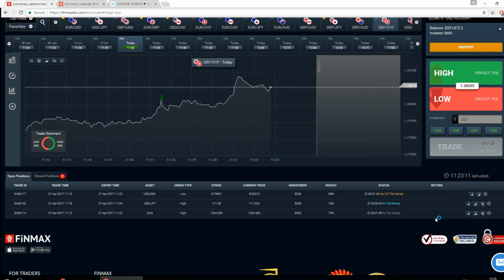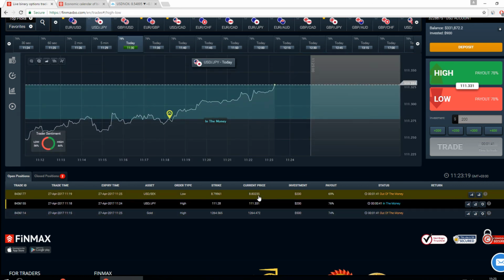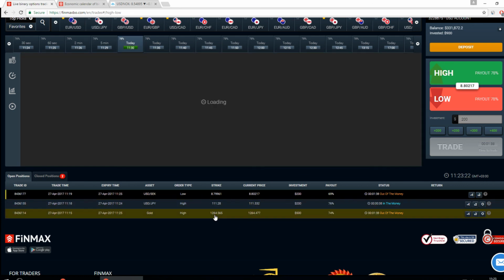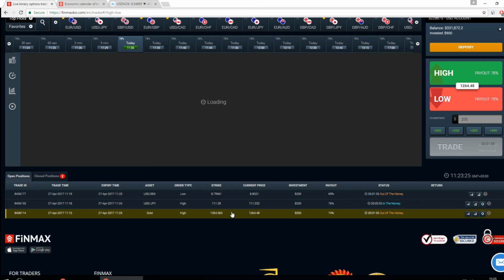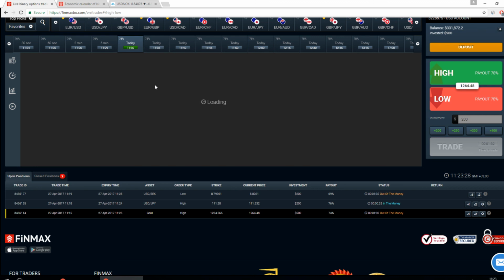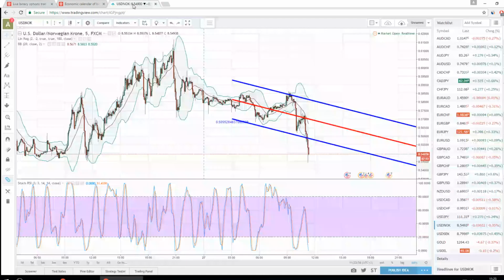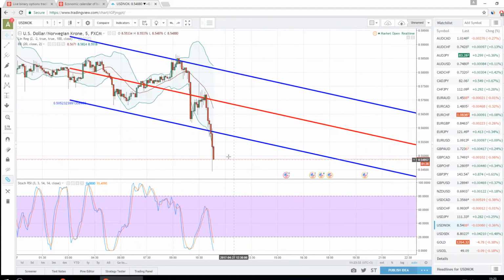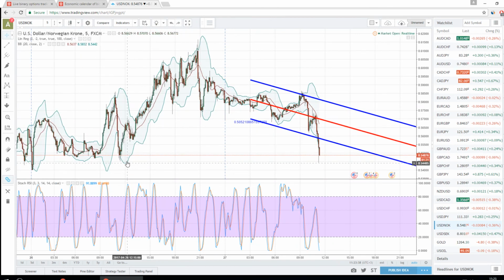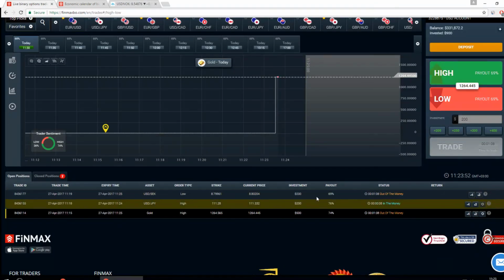Currently we have 3 trades opened, 2 of them out of the money, 1 of them in the money. Gold. The support level here on this asset tells us that there is a high probability of reversal movement.